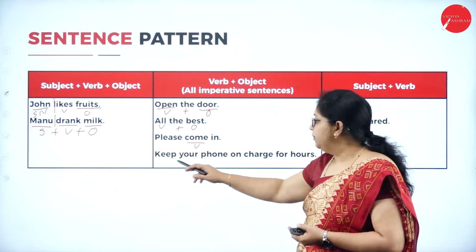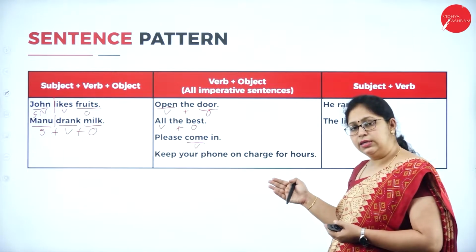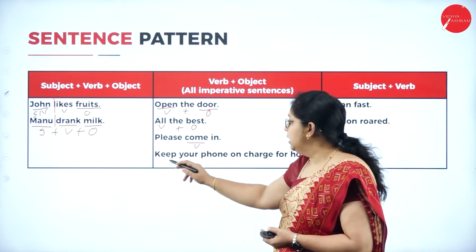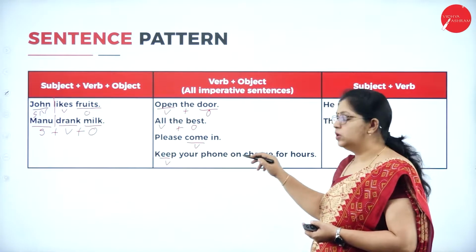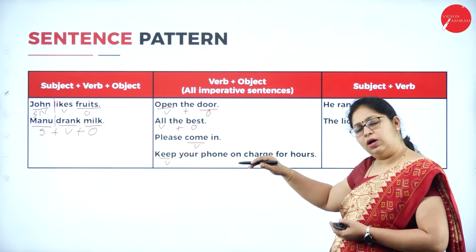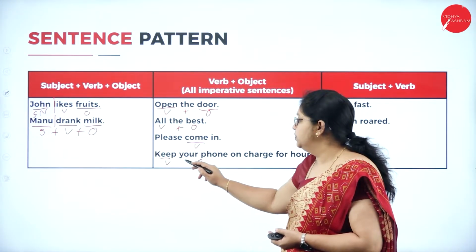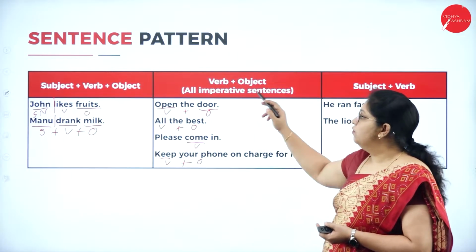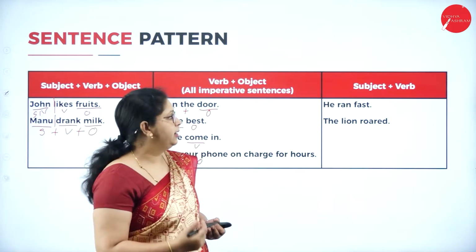Okay. Keep your phone on charge for hours. So this is a big sentence compared to these imperative sentences. But see, keep your phone. Keep is the verb. Okay. Your phone on charge for hours. All are receivers. All this comes in the part of the object in the sentence. So the whole is the object. This is the second pattern of sentences, that is the verb plus object sentence pattern.